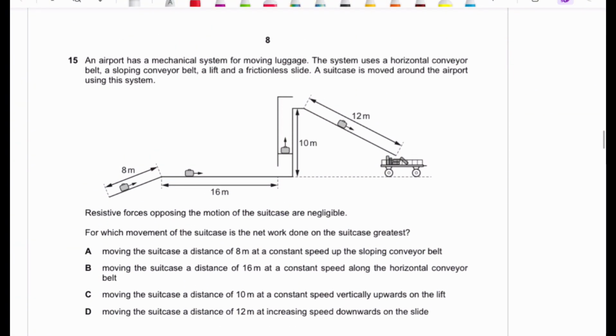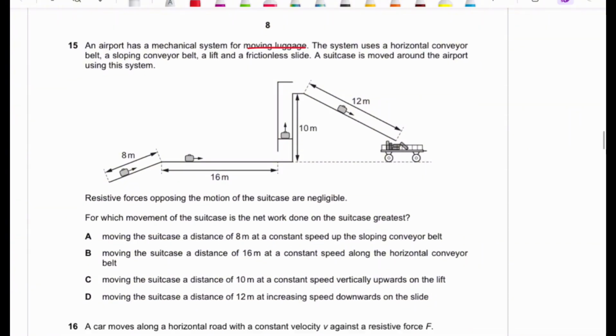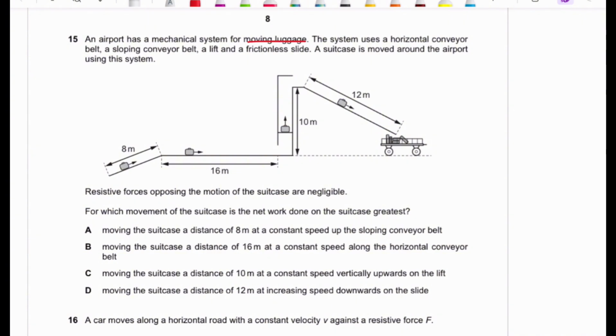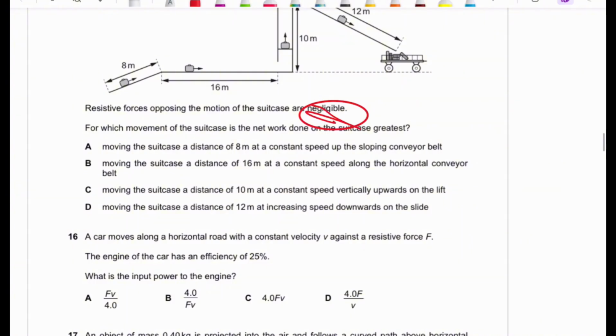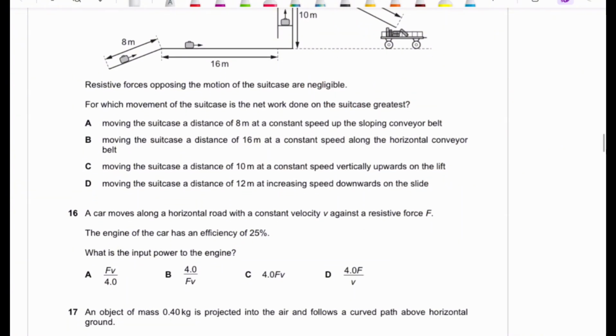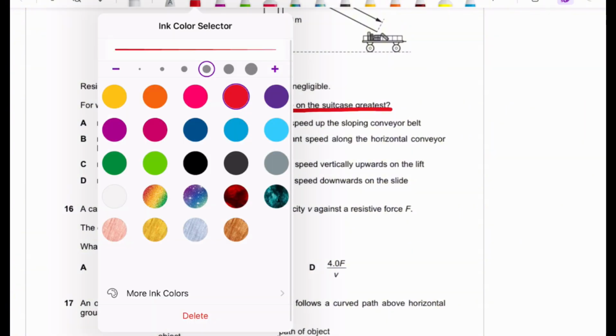Move on to question 15. We've been given an airport that has a mechanical system for moving luggage. The system uses a horizontal lever, a horizontal conveyor belt, a sloping conveyor belt, a lift and a frictionless slide. A suitcase is moved around the airport using this system. We've been told the resistive forces opposing the motion are negligible, so we're not going to consider them. For which movement is the net work done greatest? So the net work done has to be greatest for that movement.